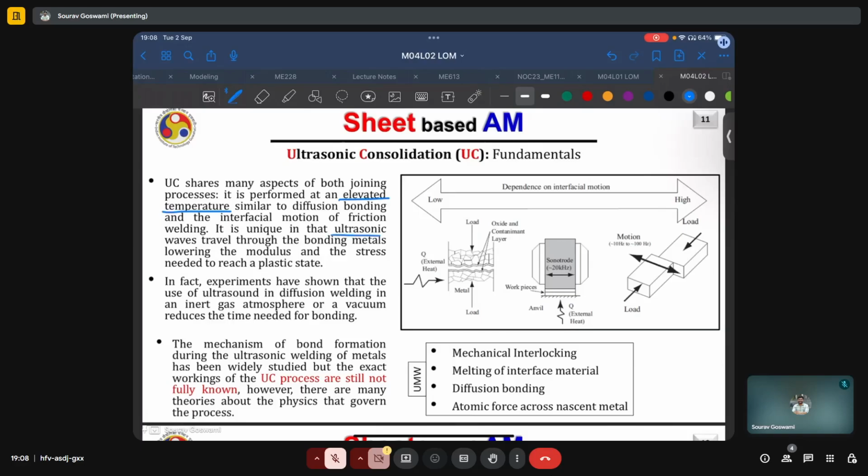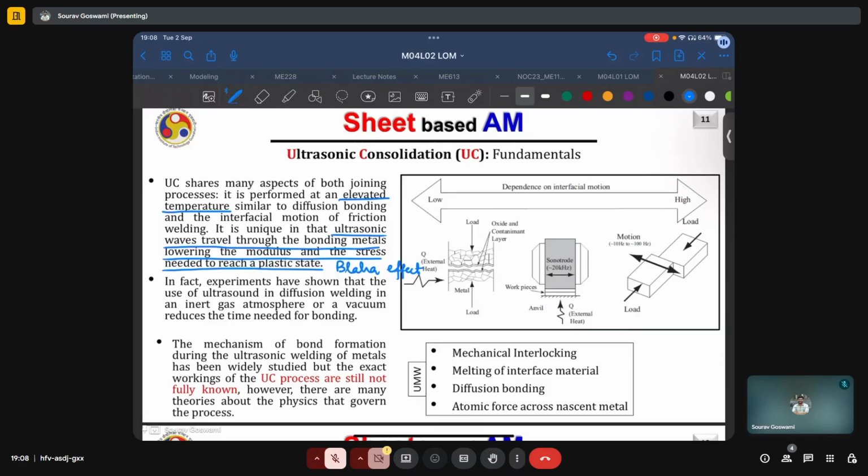This effect, where the ultrasonic waves travel through the bonding metals and lower the modulus and the stress needed to reach plastic state, is called acoustic softening or the Blaha effect. In fact, experiments have shown that the use of ultrasound in diffusion welding in an inert gas atmosphere or vacuum reduces the time needed for bonding.